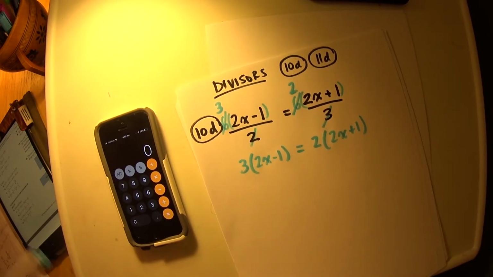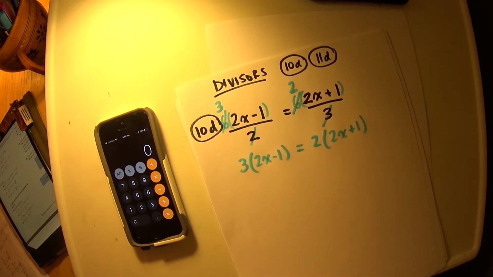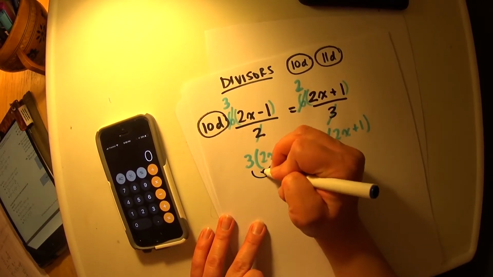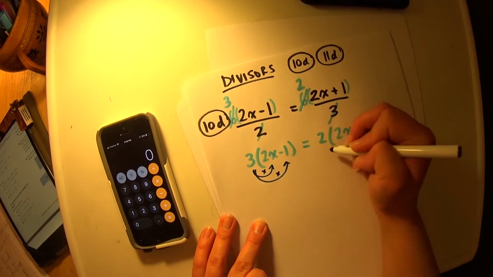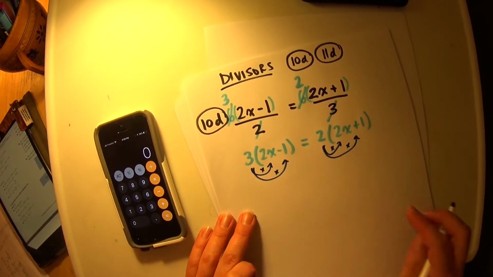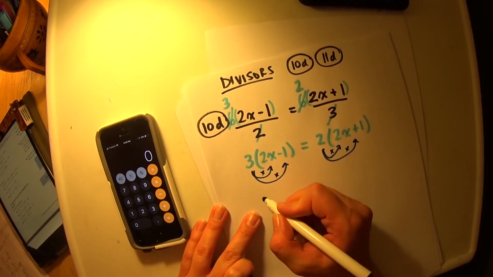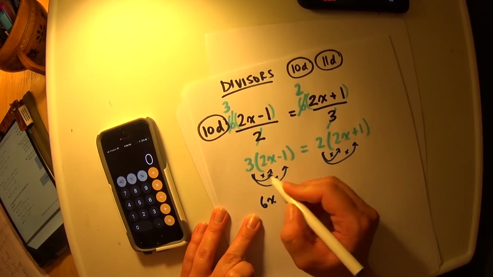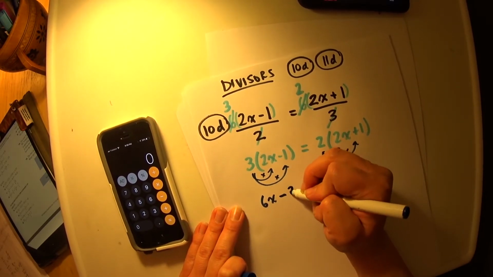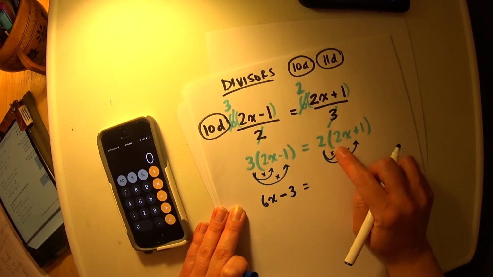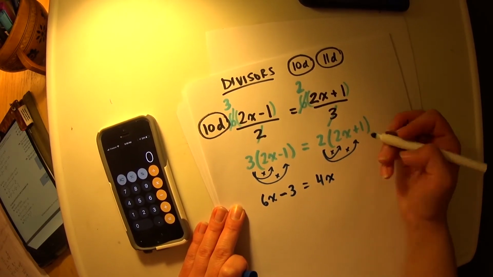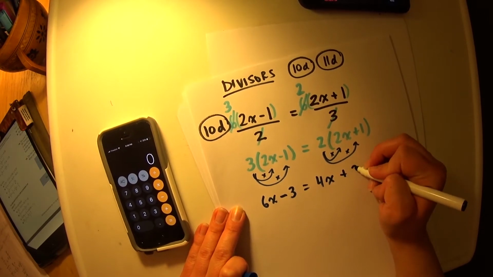Now I've got a question with brackets, so the next thing I have to do is get rid of those brackets using the distributive property. Multiply by the first term, multiply by the second term. 3 times 2x gives me 6x. 3 times negative 1 gives me negative 3. Next, 2 times 2x gives me 4x. 2 times positive 1 gives me positive 2.